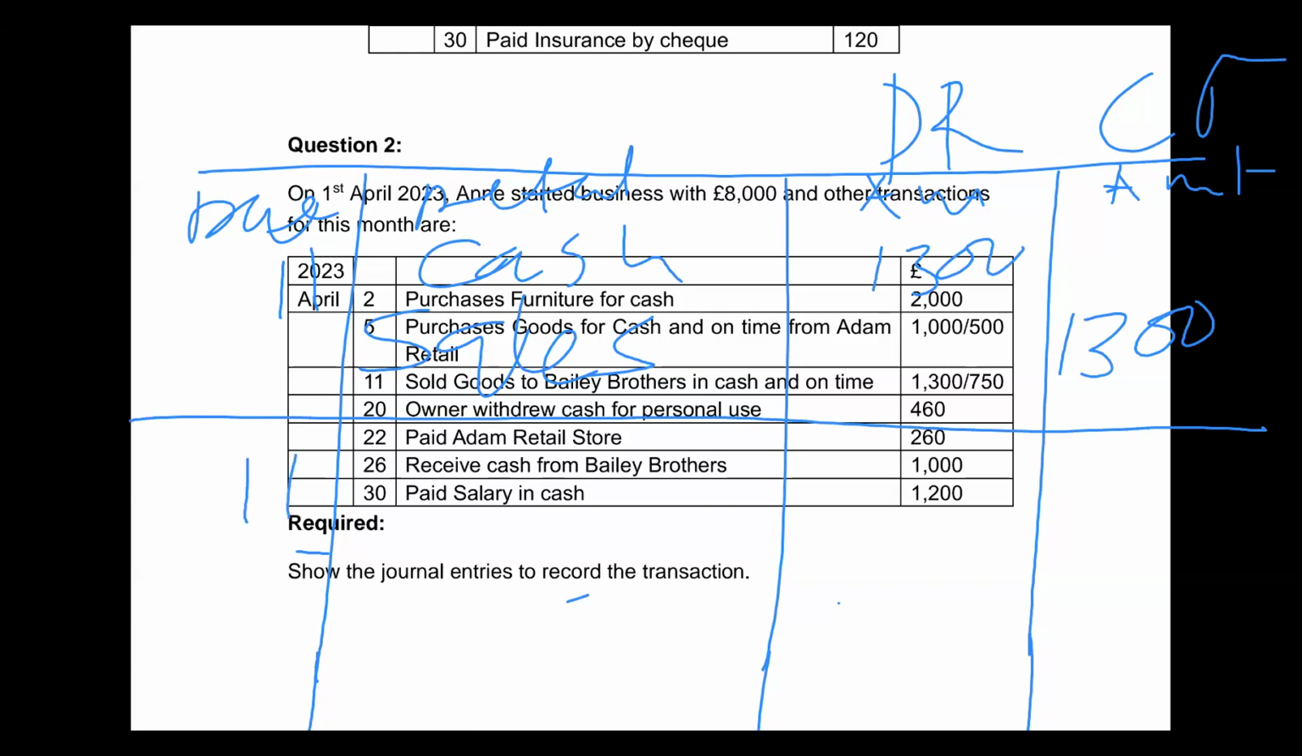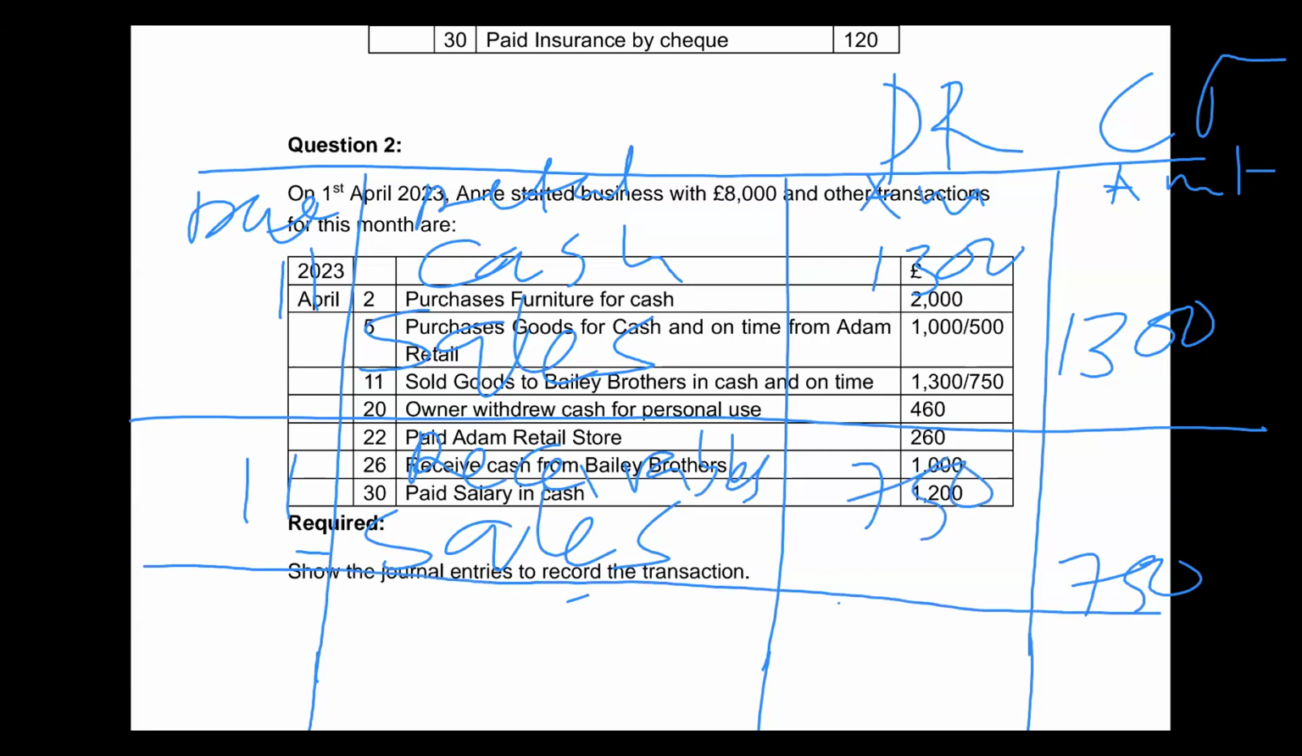And again, you are still selling, right? Sales account is selling 750, to be debited to the what? Receivables, yeah? You're selling on credit, on time. Does that help? Yeah, definitely. Okay.